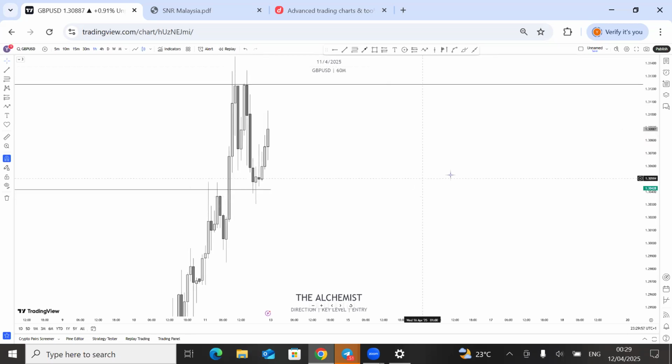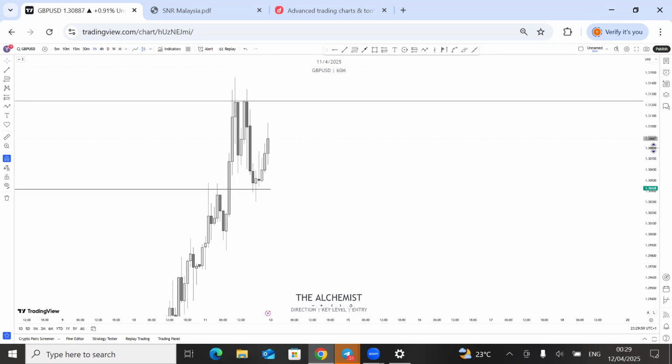I think if possible, next time we can do engulfing. If it's that important, we do engulfing and other stuff. Any other question?